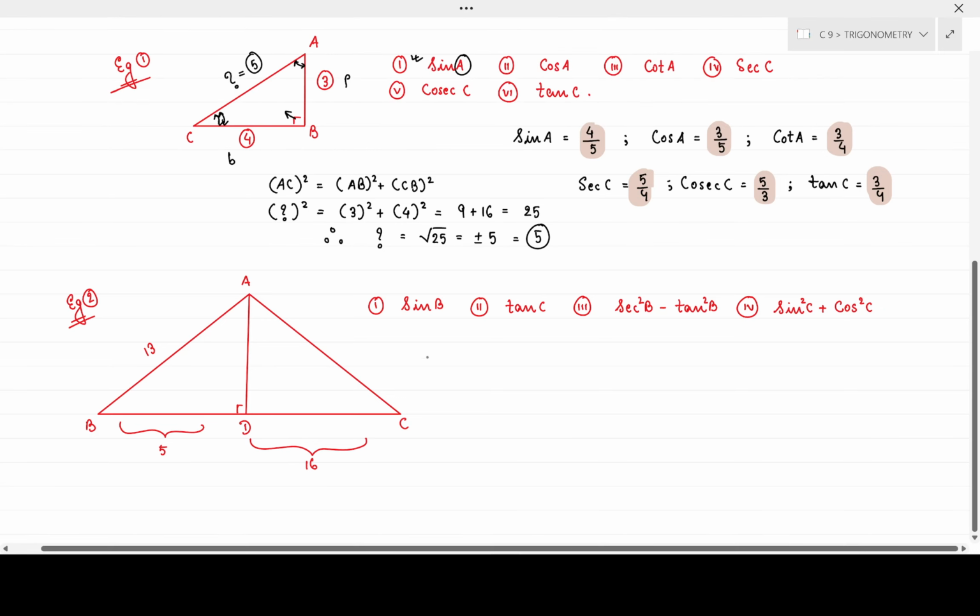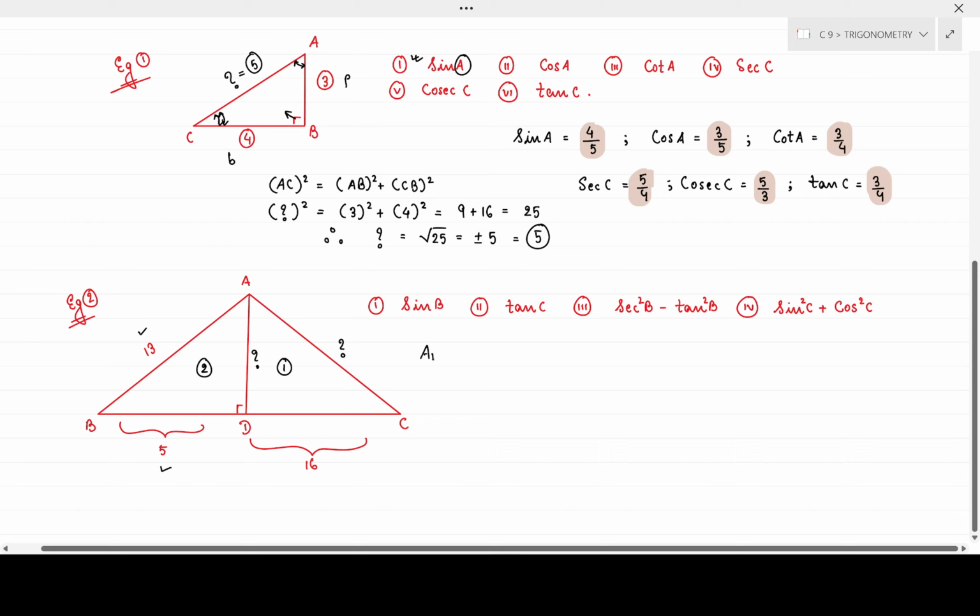Now, if you consider this one as triangle number 1 and the other one as triangle number 2, in case of triangle number 1, this dimension is unknown to us as well as this dimension is unknown to us. So if two things are unknown in a single triangle, we cannot proceed with it. So we must go ahead with triangle 2. As for now, you see that AB is 13 and BD is 5. So we can calculate AD with the help of Pythagoras theorem.